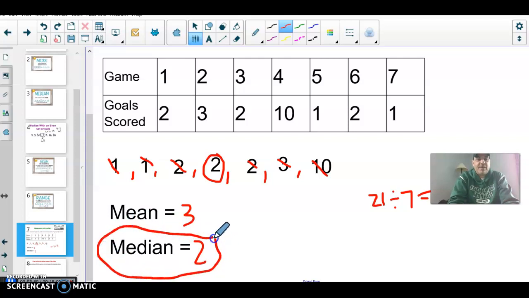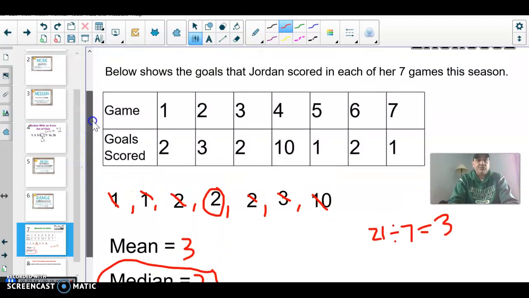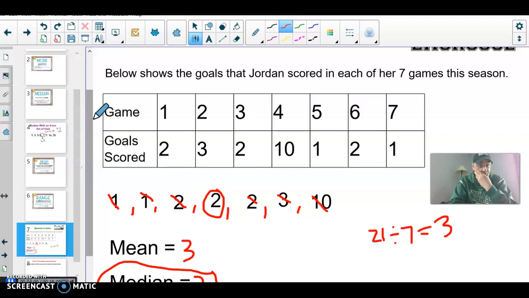And it goes actually back to something I asked you to think about or to notice in the beginning of the data. So let's go back up and see, did you notice anything interesting? Well, I certainly did. Jordan went off in game 4. She had 10 goals. What do you call that in a data set, the 10? That would be considered the outlier, okay? Because she's around 1, 2 goals a game. Once she had 3, and then all of a sudden she had 10 goals.